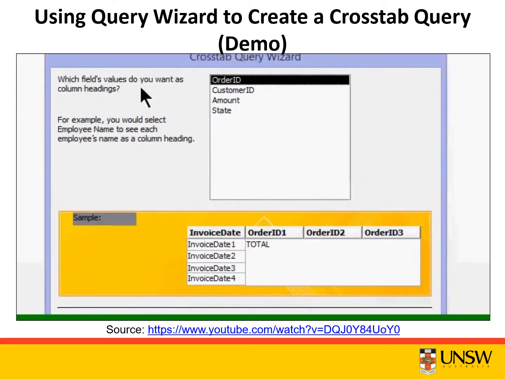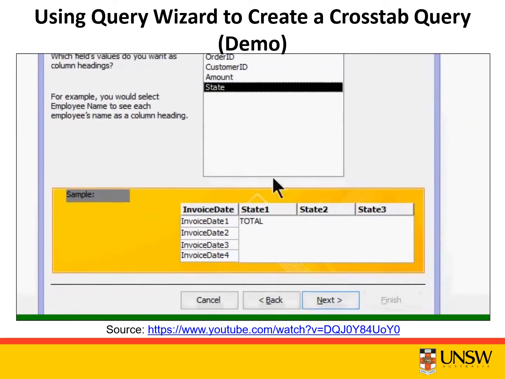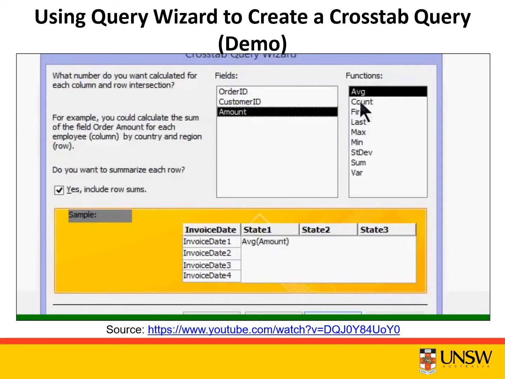Which fields do you want as the column headings across the top? Let's go with state for that. Next again. What do you want for the data and what calculation do you want? Well, we want the amount of the order, and the default function is average. Do you want to see the average sale amount in here? Do you want to see the total sale amounts? That's sum. You can see the max or the min, the first or last, the count, how many orders. Let's go with sum for now.